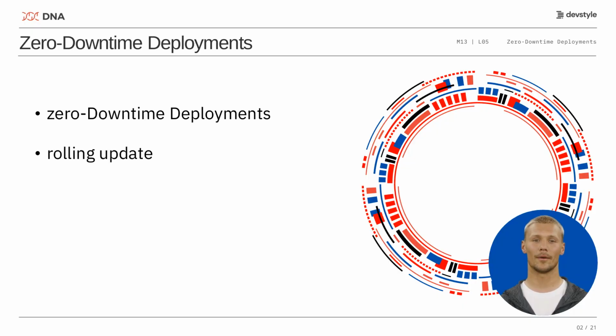Zero downtime deployment, also known as rolling update, is a deployment approach where there is no service interruption from the client's perspective during the process of deploying a new version.